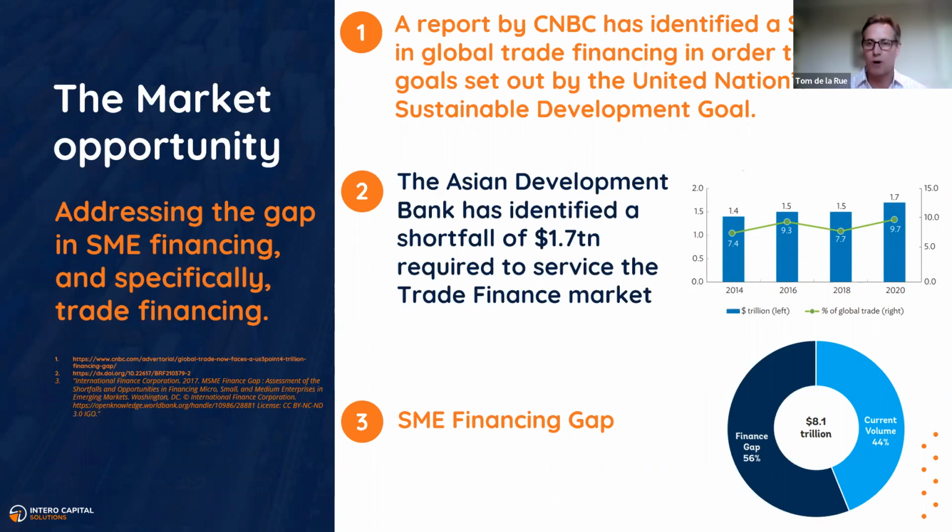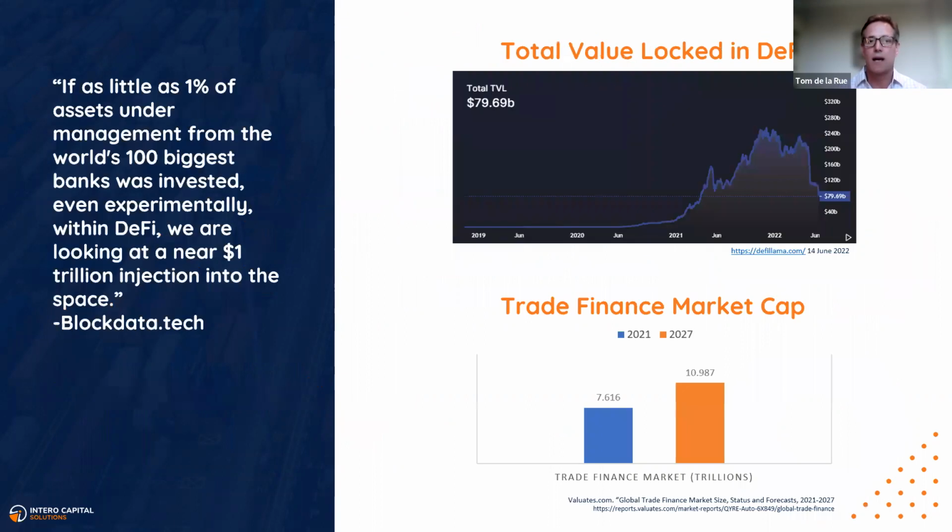The opportunity is vast and it is growing very significantly over the next 5 years, which is what the next slide talks to. What you can see here is that if you just take an example, 1% of assets under management from the world's 10 largest banks were invested, we would end up creating within the DeFi ecosystem an experimental $1 trillion injection of capital to then build out that ecosystem. We could take other numbers, but that is just an example. The slide at the bottom gives a broad indication of the trade finance market cap 2021 versus 2027, measured in trillions, 7.6 versus 10.9, nearly 11 trillion.